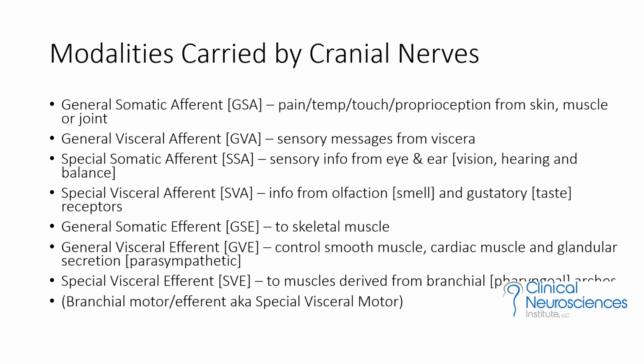General somatic efferent. The difference here is the efferent. We know efferent is for motor. So this is to our skeletal muscles so we can move. Visceral, so our internal organs can do their function. So smooth muscle control, heart muscle, glandular secretions. So this is referring to parasympathetic control here. Special visceral efferent to muscles derived from our branchial or pharyngeal arches. So we'll look at those pharyngeal arches again.